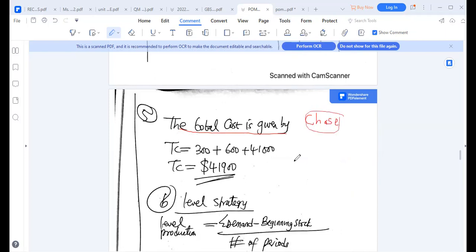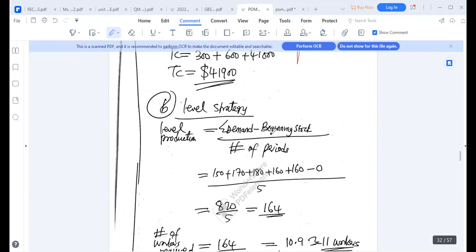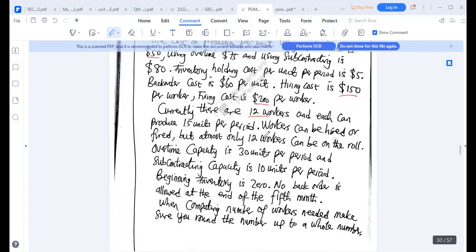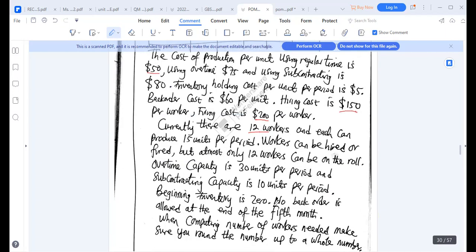What is important here is that we produce as per demand. All right, so getting down to the level strategy, the formula for level production is the summation of demand, minus the beginning stock, over the number of periods. So you aggregate the demand to find the average production, but you should subtract what is already there. What is already there, they have told us in the question, is actually 0. The beginning stock is 0. We don't have anything on beginning stock.